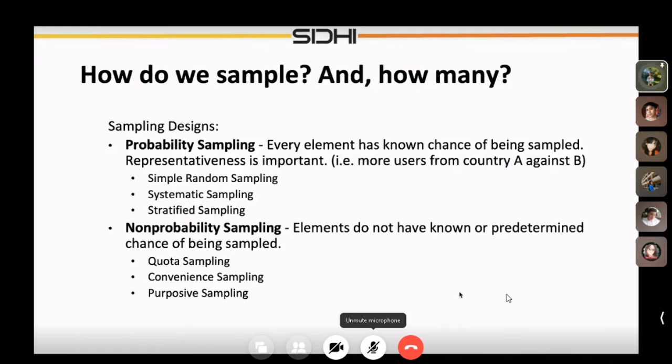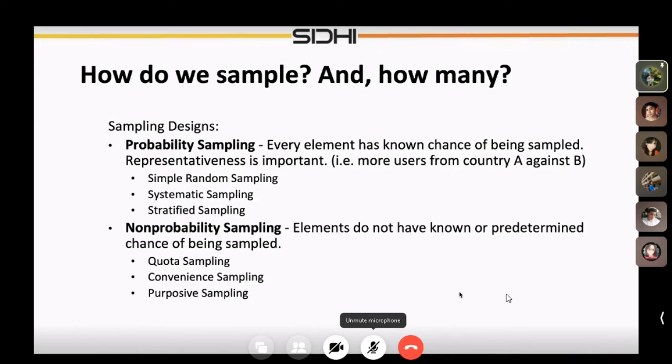Stratified sampling is similar to this country A, country B analogy that we have. Wherever there are more users, you would sample more from them, and wherever there are fewer, you would sample fewer from them. So from, let's say, 100 in country A and 50 from country B, you would want to sample twice as many for country A as opposed to country B. So that's stratified sampling. Now, non-probability sampling also exists.